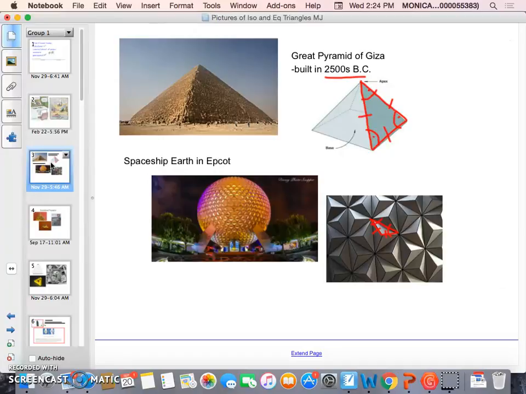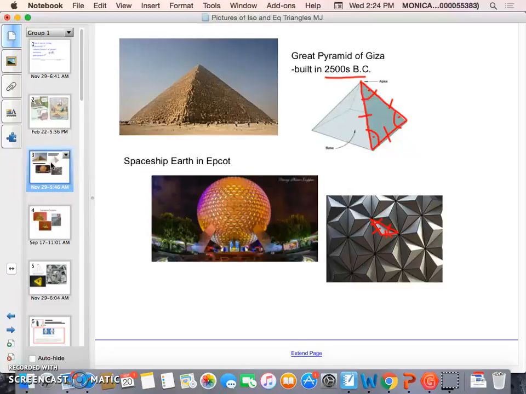In real life, these are the Great Pyramids of Giza. They were built back in 2500 BC, and they were based off of an equilateral triangle, which is pretty interesting because they didn't really have any good measuring tools. But all the sides are equal and all the angles are equal. And so the question is, if all the angles are equal, what does each angle in an equilateral triangle equal? We'll get to that later.